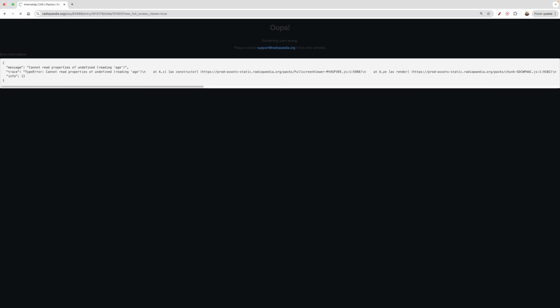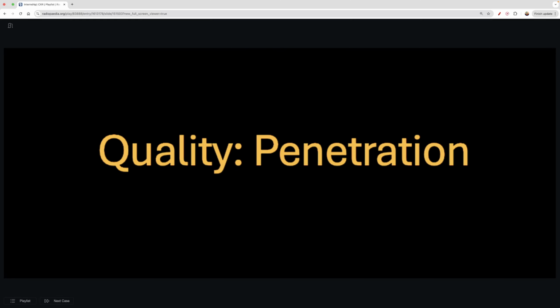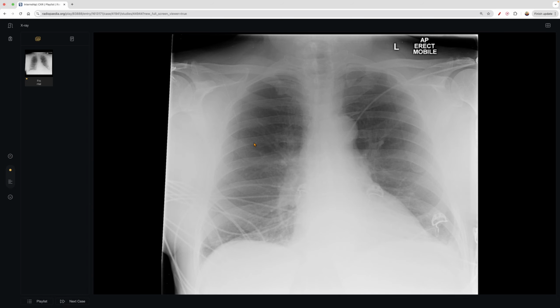All right, let's see. So what we have next is penetration. So for penetration here, we'll talk about the strength of X-rays. So for here, you can see this image is very bright. It's hard to tell what's going on. Is it pathology? Like we don't know, right? It's an AP here, AP mobile, right? So we also know there's some other quality considerations going on.